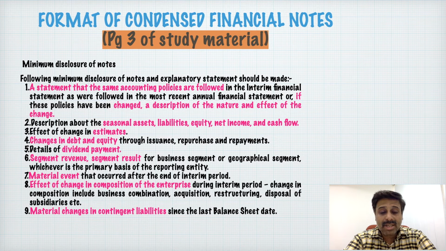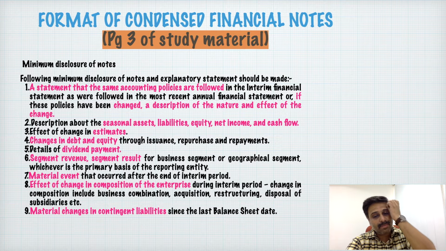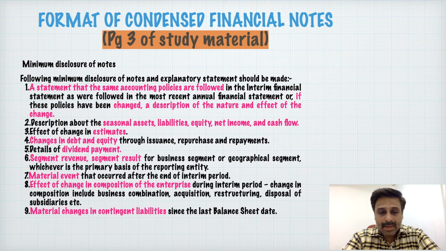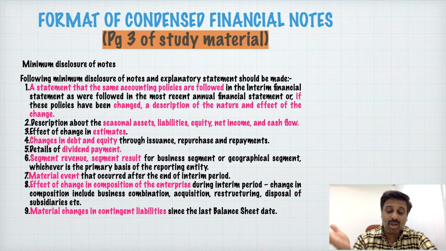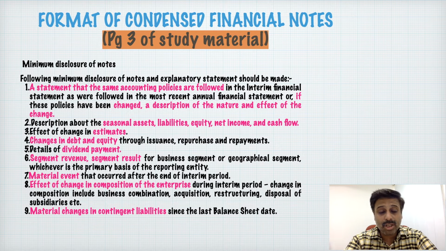Third, change in debt and equity through issuance, repurchase and repayments. Means change in debt and equity means suppose you have issued debentures in this quarter and because of that the debentures have increased. You have issued equity shares, preference shares in the quarter and because of that equity shares have increased. Okay, through issuance. Repurchase means you have bought back debentures in the open market, you have done buyback of equity shares, you have done redemption of preference shares, repayment, redemption of debentures.